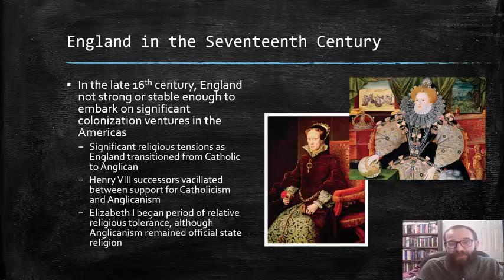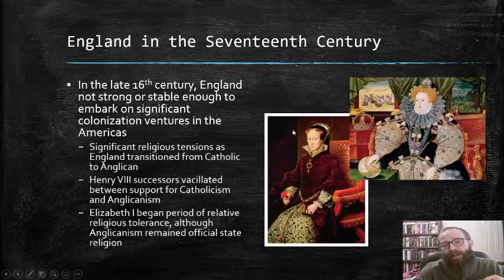There were still significant religious tensions as England transitioned from Catholic to Anglican. Henry VIII's mandate to separate from the Catholic Church and create the Anglican Church caused lots of internal religious strife as many Catholics pushed back against such a transition. And Henry VIII's successors really vacillated between support for Catholicism and Anglicanism.